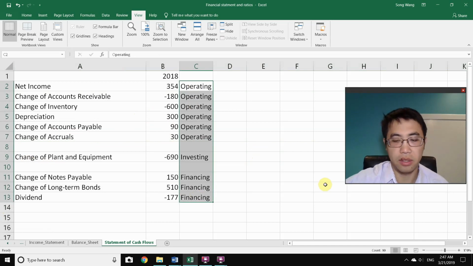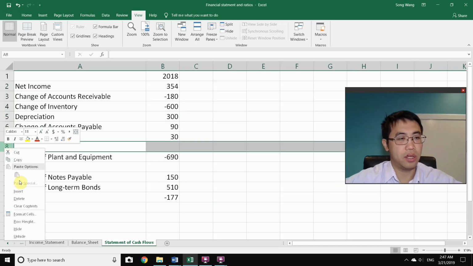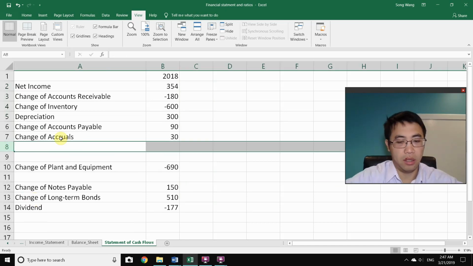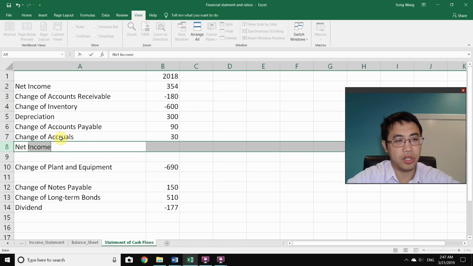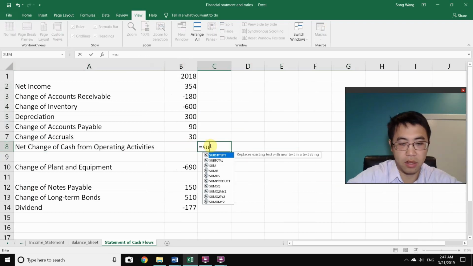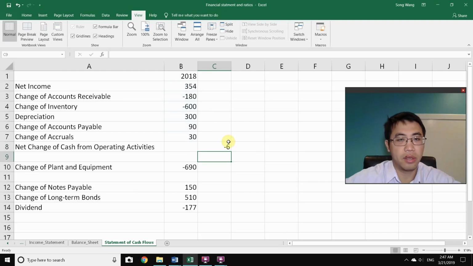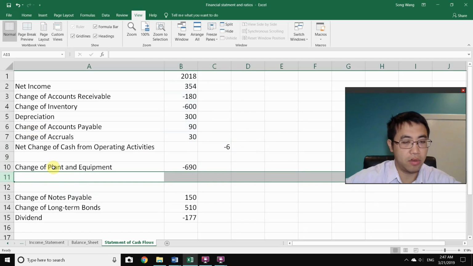Now I can just delete the marks, and then I'm going to insert a blank row and say this is the net change of cash from operating activities. And this will be the sum of the 6 numbers. Okay, that's -6. That's pretty small. And then I need to insert another row.